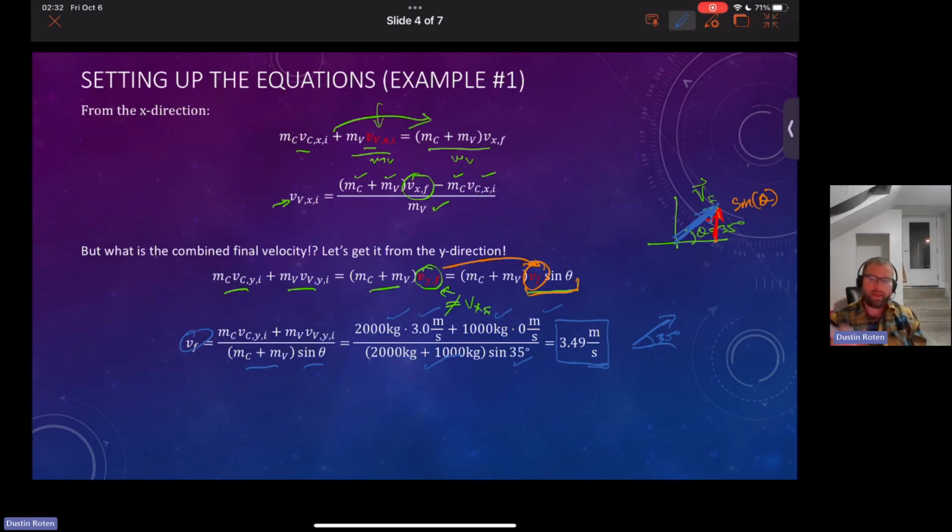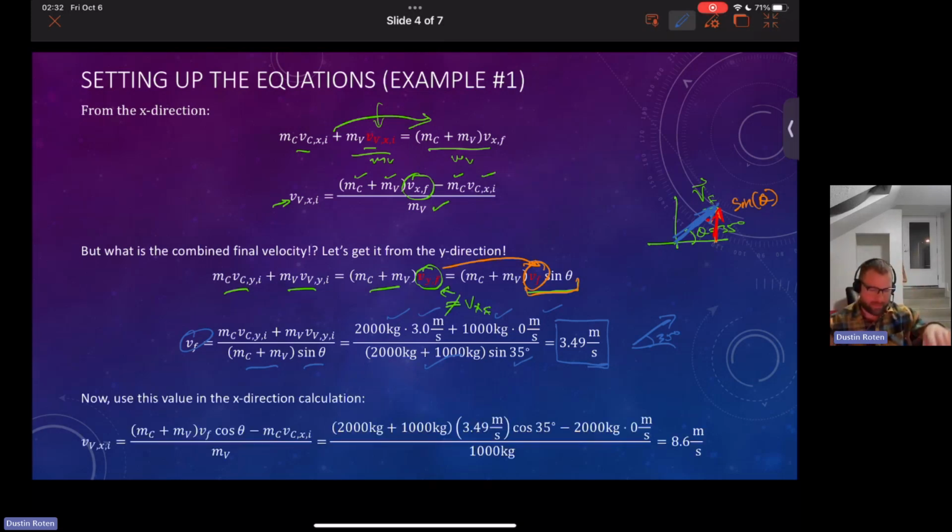I can take that and then put it back up here in my original equation. So now we have this value from the y direction. This is the overall velocity. Let's plug this into the x direction. You'll notice I've done it here. I'm going to change the Vx final. Well, I know in the x direction I need a cosine. So I'm just going to rewrite it: the total overall length of the vector times cosine of theta will be my x direction.